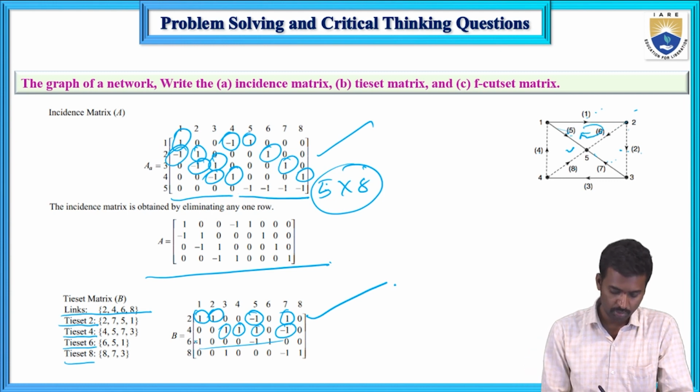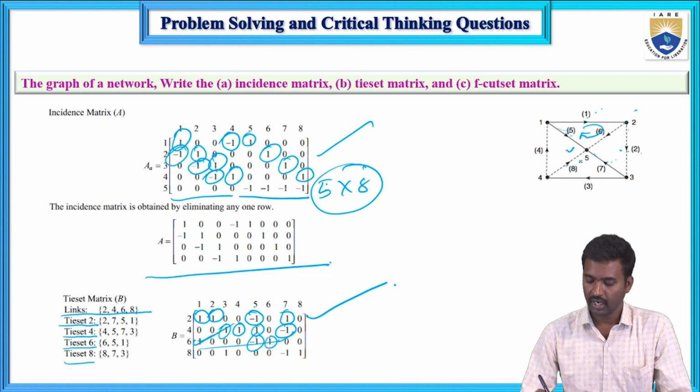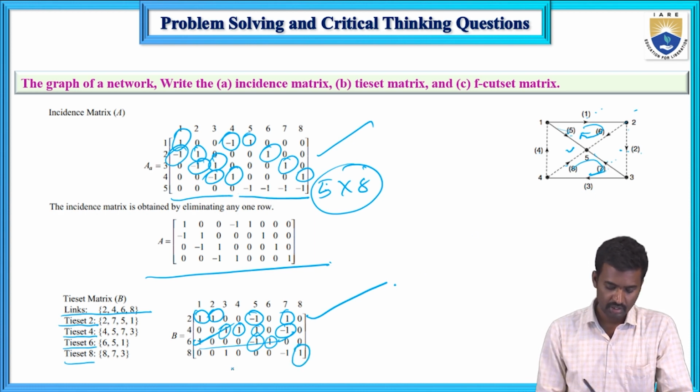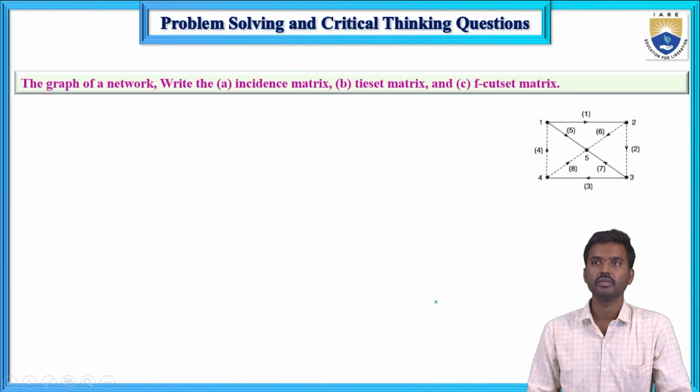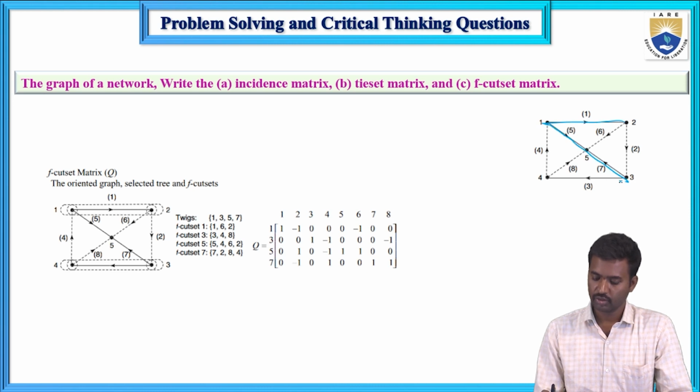minus and 1 is plus. Opposite direction, this is 2 or plus. And for the 8th one, these 2 only. So now this direction 8 is plus and 7th is minus and 3 is same direction. Next, cut set matrix. Here we are considering this one only.